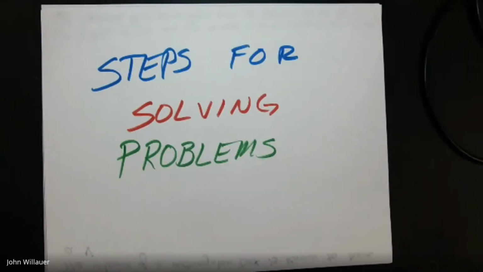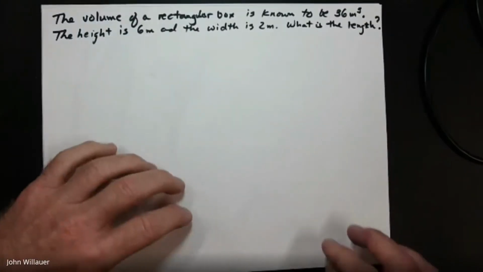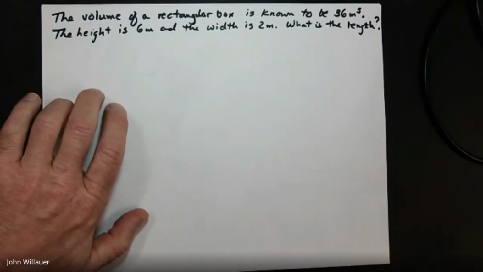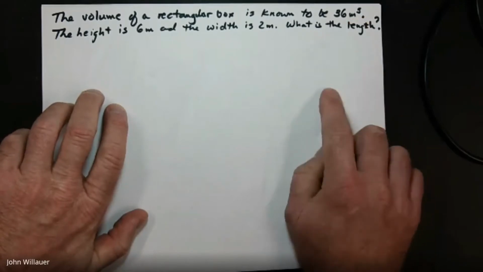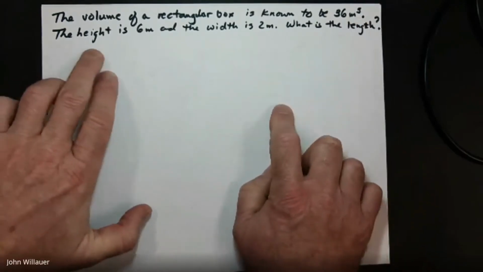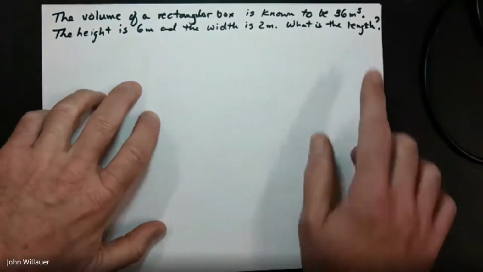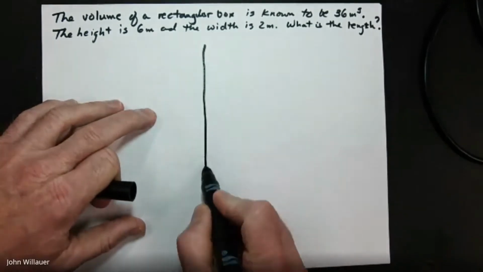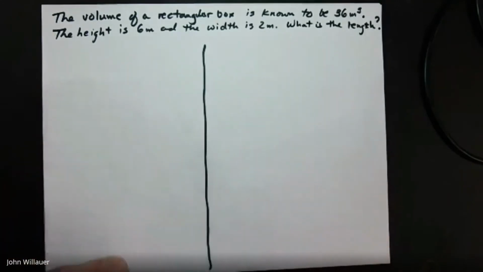So today we're going to learn the steps for solving problems. So I have here a problem we're going to look at. The problem says the volume of a regular rectangular box is known to be 36 m³. That means meters cubed. The height is 6 meters and the width is 2 meters. What is the length? Okay, so I'm going to divide the page in half here so we can list the steps on this side and we'll solve it over here for you.